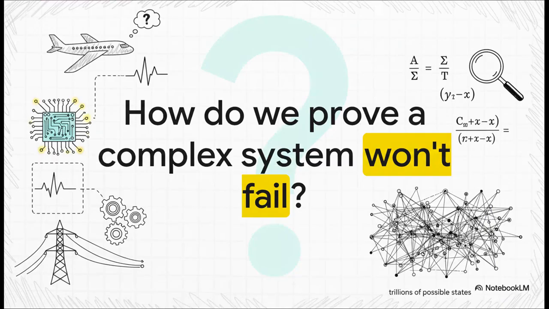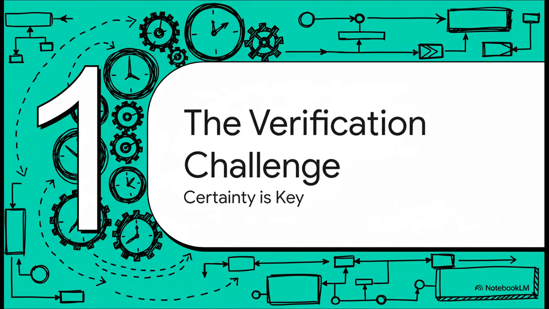I mean, think about it. This is a question that must keep engineers up at night. When you're talking about systems where failure just isn't an option, flight controls, medical equipment, the power grid, you need absolute, rock-solid certainty. But how on earth do you mathematically prove that a system will always do what it's supposed to, when there are literally trillions of possible states it could be in? And that right there is the heart of the verification challenge.